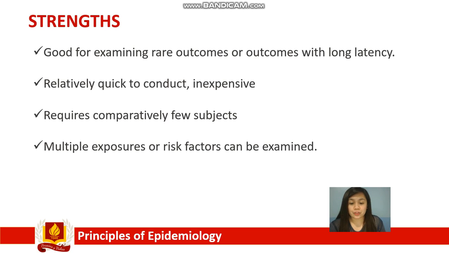So here are the strengths and weaknesses of case control studies. For its strengths, it is good for examining rare outcomes or outcomes with long latency, relatively quick to conduct or inexpensive, requires comparatively few subjects, and multiple exposures or risk factors can be examined.